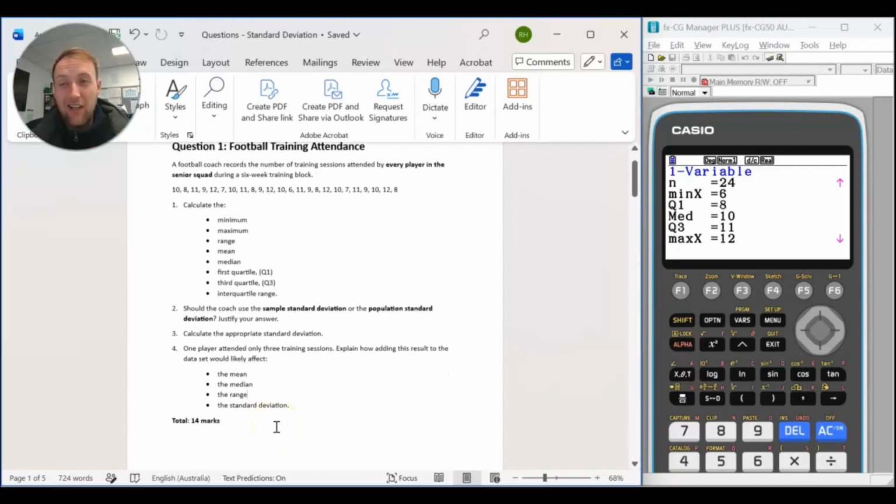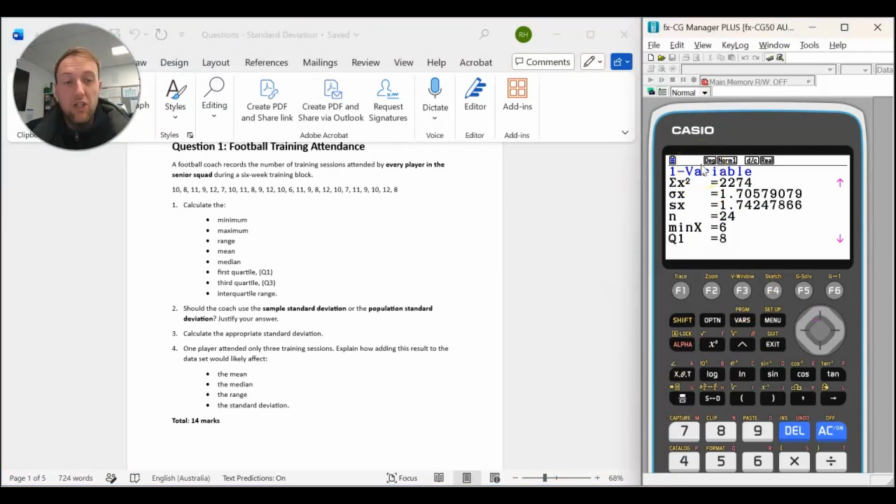And that is how we calculate standard deviation. Again, really simple. It's just making sure we put the right stats in, we are thorough with it, and we make sure we check which standard deviation is the appropriate one to use, because it's really important in the exam.